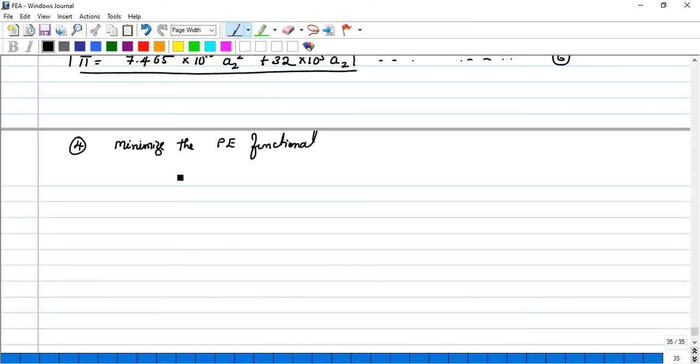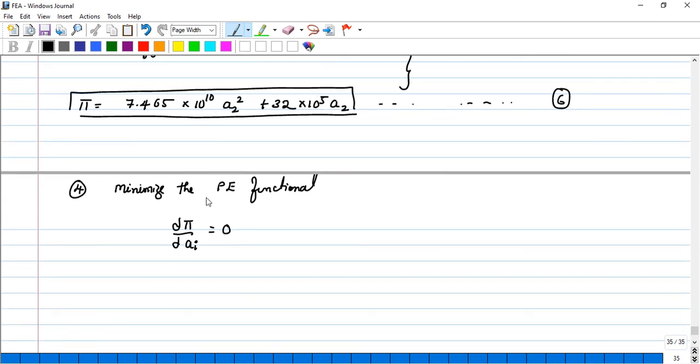So what is the condition? Partial differentiation of the potential energy functional with respect to Ai, the constant, is equal to 0. Here Ai is nothing but we have only the one, that is A2. So I will be doing differentiation of the potential energy functional with respect to A2. In case you have A1, you need to do it with respect to A1.